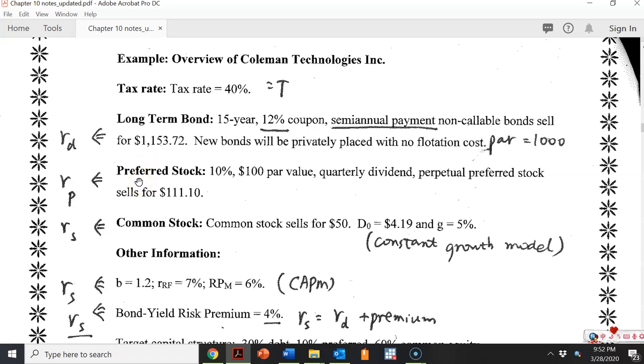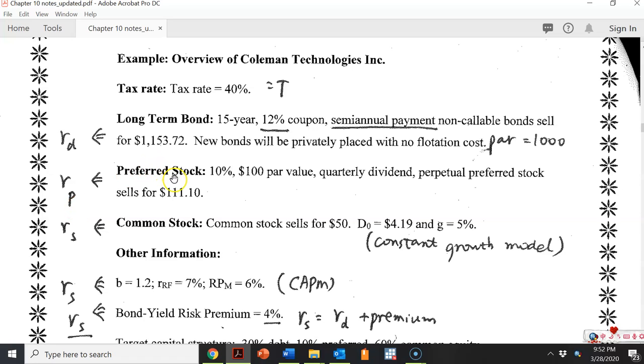The preferred stock issued by this firm is a 10%, $100 par value, quarterly dividend preferred stock, selling for $111.1. So we know this preferred stock price. We know that the par value is 100. We know the dividend rate is 10%, and it's a quarterly dividend.